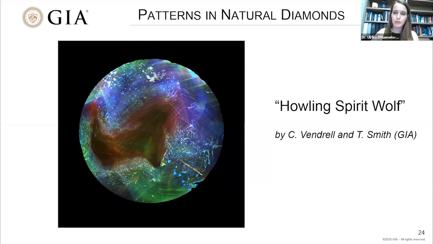And the people who found it here at GIA, Christopher Vidrell and Tyler, decided that this looks a little bit like a howling spirit wolf. So this really shows how these fluorescence patterns can bring a little bit of romance to the stone as well.